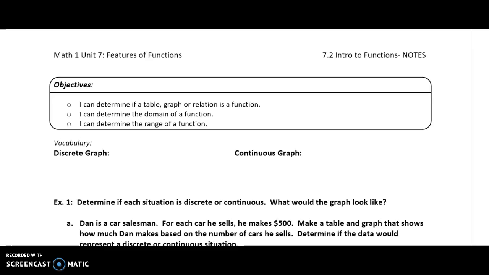So let's start with a couple of vocabulary terms here. Discrete graph. First of all, a discrete graph contains discrete data. What discrete data means is that the numbers that we're using to create this graph represent counting values. And what is also true about a discrete graph is that it is a series of graph points that are not connected.